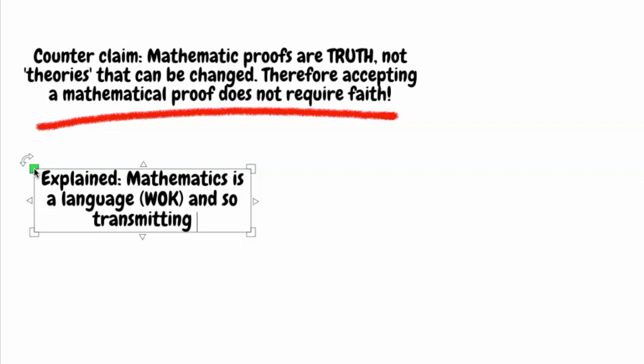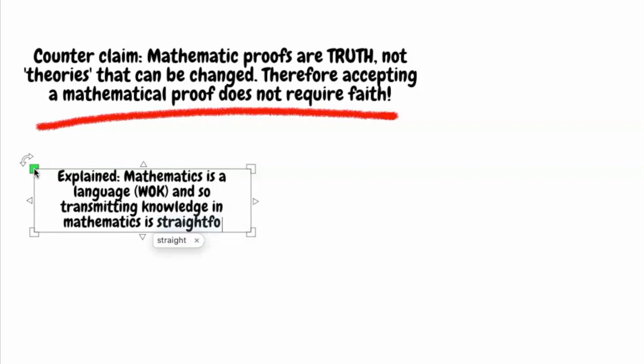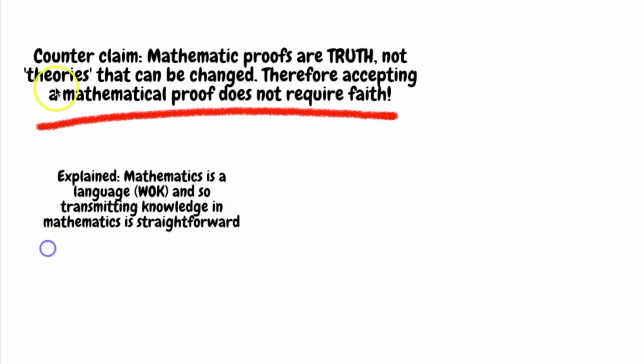And then for my last body paragraph, it would be a counterclaim, so a response no to the central knowledge question for mathematics. My response would be: mathematical proofs are not theories that can be changed, they are truth. Therefore, accepting a mathematical proof does not require faith, because ultimately mathematics is a language. And by showing your mathematical proof, assuming that everything works out fine, it is very easy to accept a knowledge claim in mathematics without necessarily relying on faith.